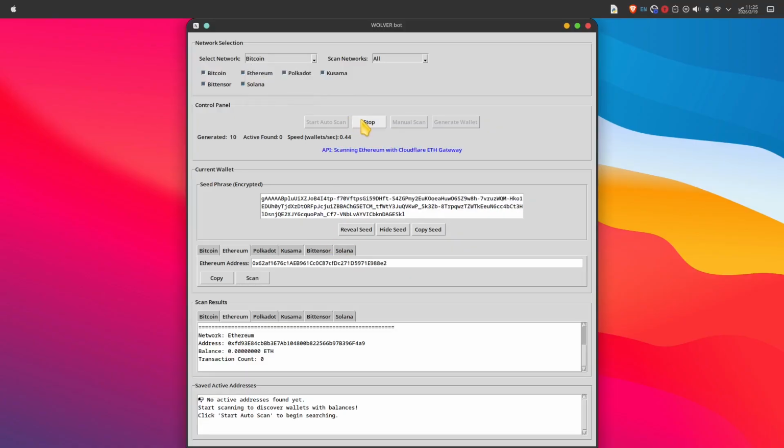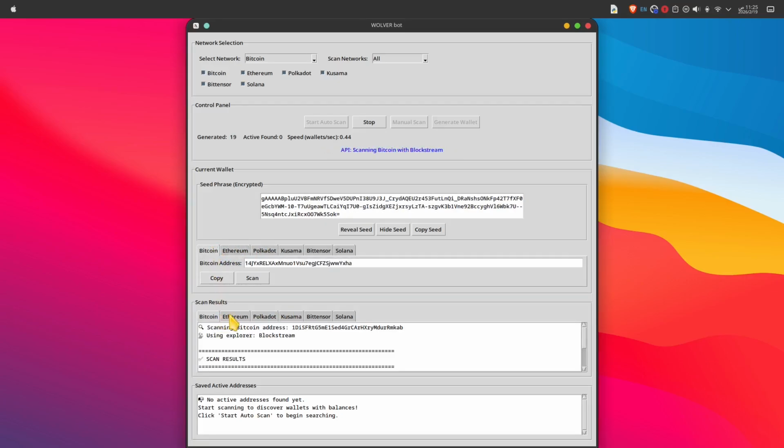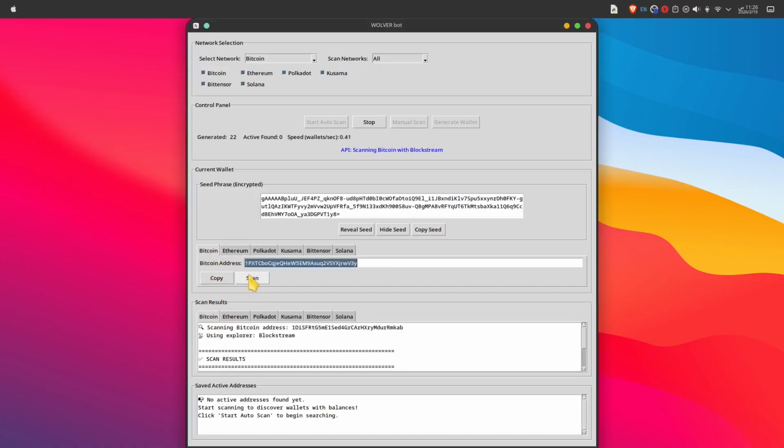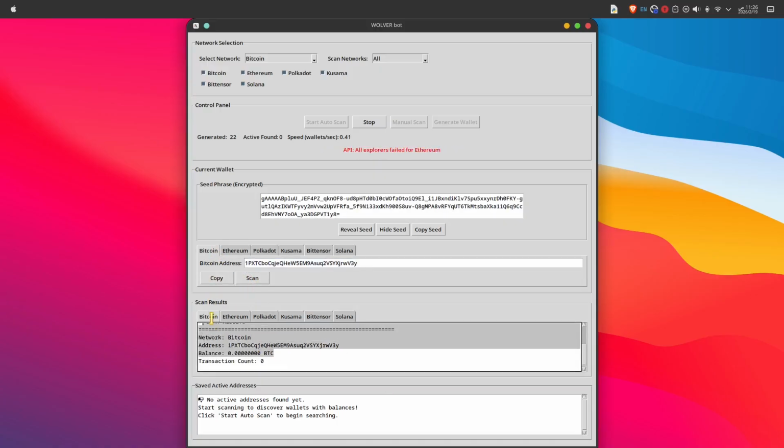12 words, 24 words. They're flying by like a cryptographic waterfall, each one generated in real time from pure mathematical entropy. Behind the scenes, the back end is creating valid BIP39 seed phrases at speeds that would melt lesser machines. For every single phrase, the bot derives public addresses for every network you selected, at the exact same millisecond. Bitcoin gets its address. Ethereum gets its address. Solana, Polkadot, all of them, simultaneously, no delays, no bottlenecks.